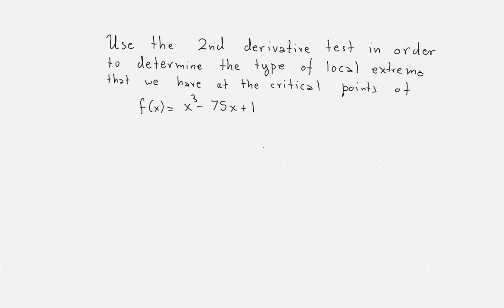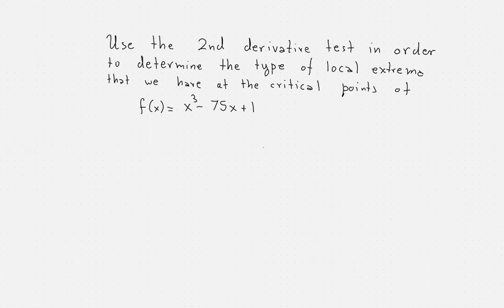So we would like to use the second derivative test in order to determine whether the function f of x equals x cubed minus 75x plus 1 has local extrema at its critical points. And let's recall how this works.